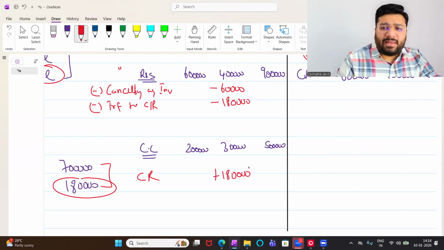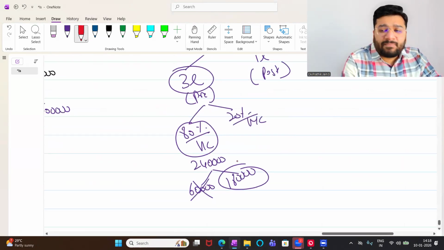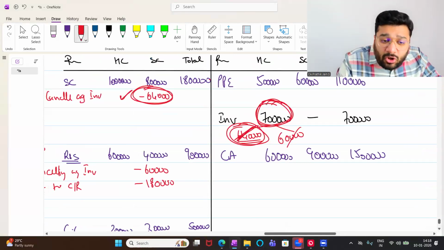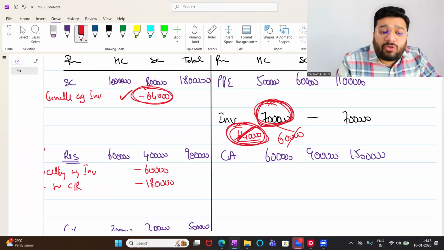Okay, not okay. I'm telling that we are going to knock off investment. Understand? I'm repeating one more time. I want to knock off investment against reserve and surplus and capital. Out of 7 lakh, how much is knocked off against capital? 640 is knocked off against capital.